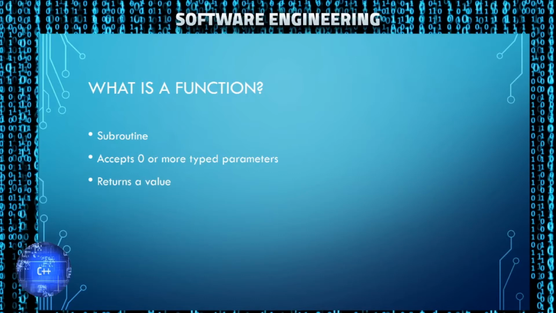Ideally, a function should perform a very specific task so that it allows you to organize your program logically. It's a subroutine, it accepts 0 or more typed parameters, and returns a value. A function that has no return value, or you don't care about the return value, would return void, but it's still a type.